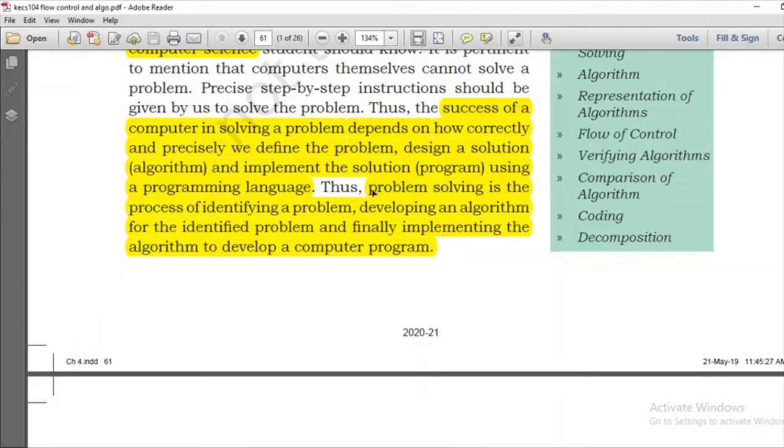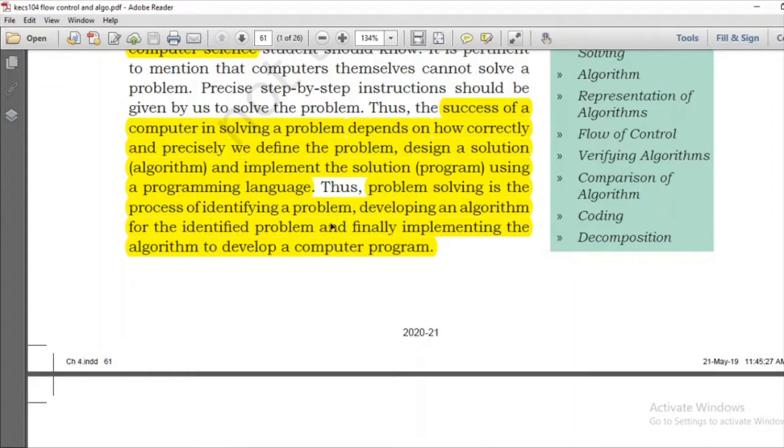Thus, what is the definition of problem solving? Problem solving is the process of identifying a problem, which means recognizing the problem. Developing an algorithm, that is, designing an algo for that problem. We will be studying algo in detail. Basically, an algo is how you are going to proceed to solve the identified problem. And finally, implementing means how you put it into real life, implementing the algorithm to develop a computer program. So this is problem solving.